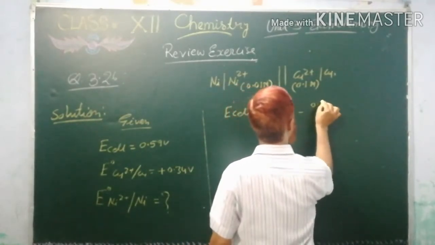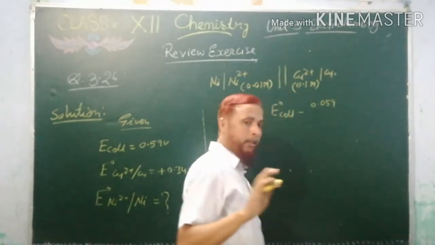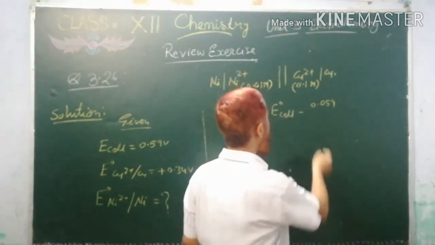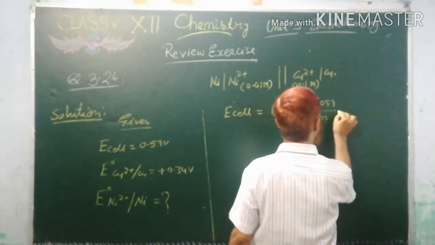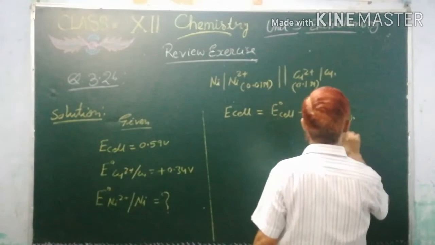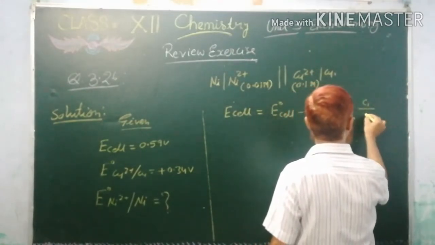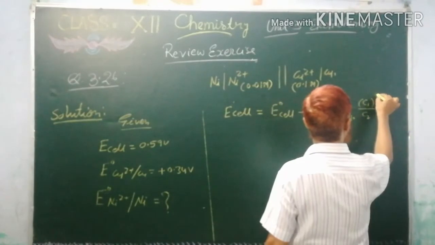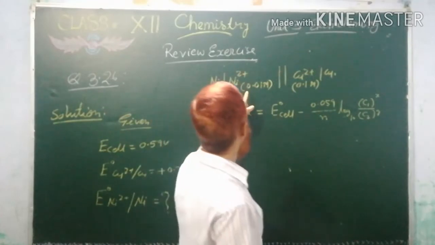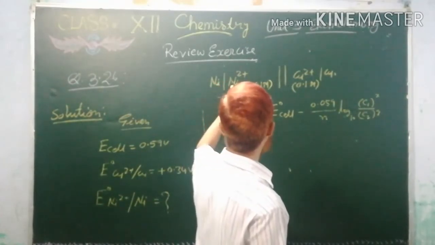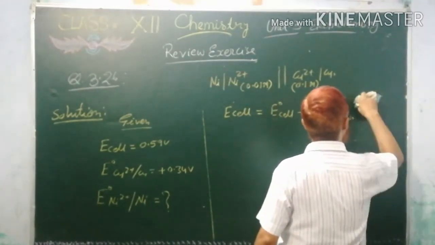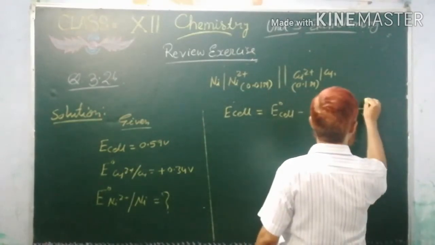minus 0.059, because the cell is taken at standard condition, 298 Kelvin. So we will use 0.059 upon n log base 10, and now we will use C1 upon C2, C1 to the power x and C2 to the power y, because of the valencies. Here the valencies are the same, so we will not use x and y, no power will be used. Simply we can use C1 upon C2.